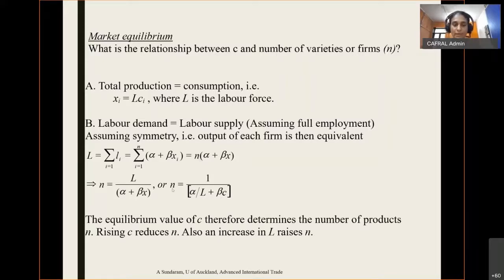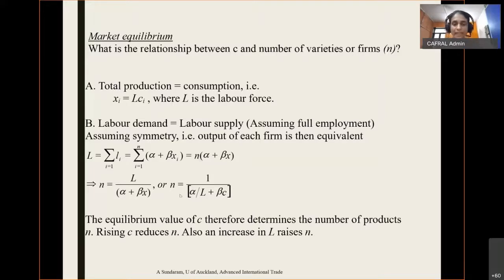What happens when C goes up? In other words, the consumption of a variety goes up. So since C is in the denominator, if it goes up, then the number of varieties in equilibrium goes down. So higher consumption of a particular variety is related to a lower number of varieties in equilibrium.